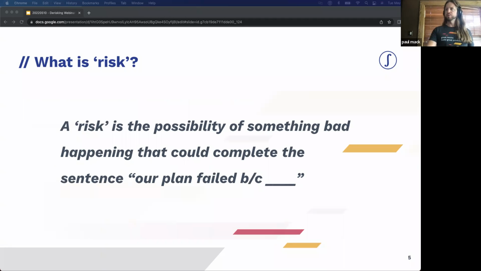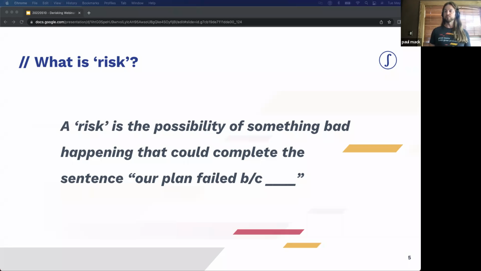All right, jump in. Similar to some of what we saw there, I like this definition of risk here. If you want a shorter version of what you see on screen, risk is a possibility of something bad happening, that could complete the sentence, our plan failed because. I also like thinking of it as a bad thing that could leave us effed over. This is the stuff, similar to what folks shared in the chat, that might cause us to end up in troubled waters instead of getting to where we want to go and delivering valuable software.